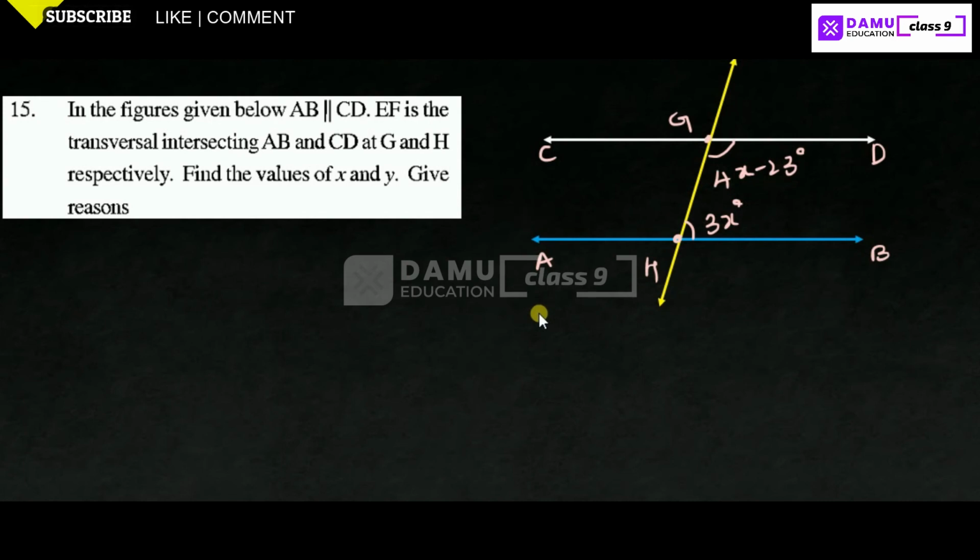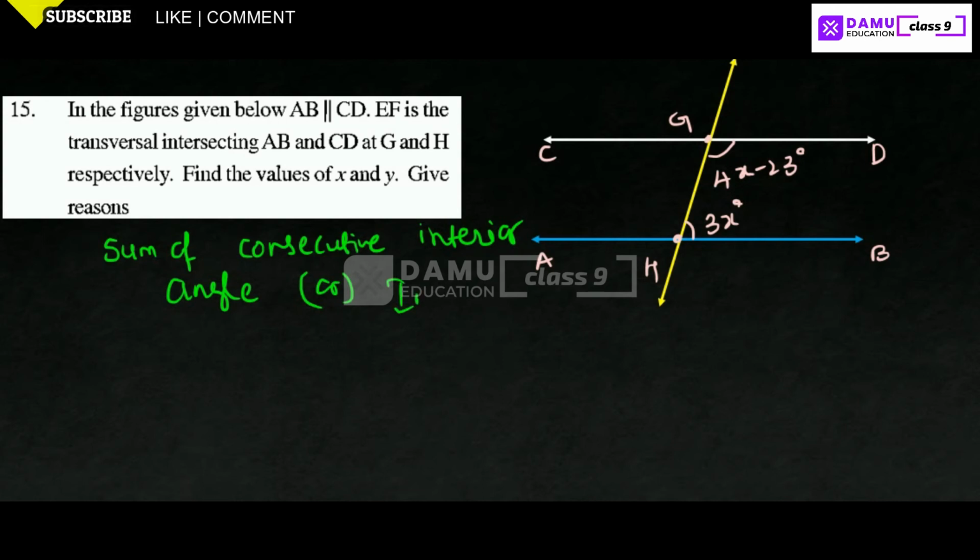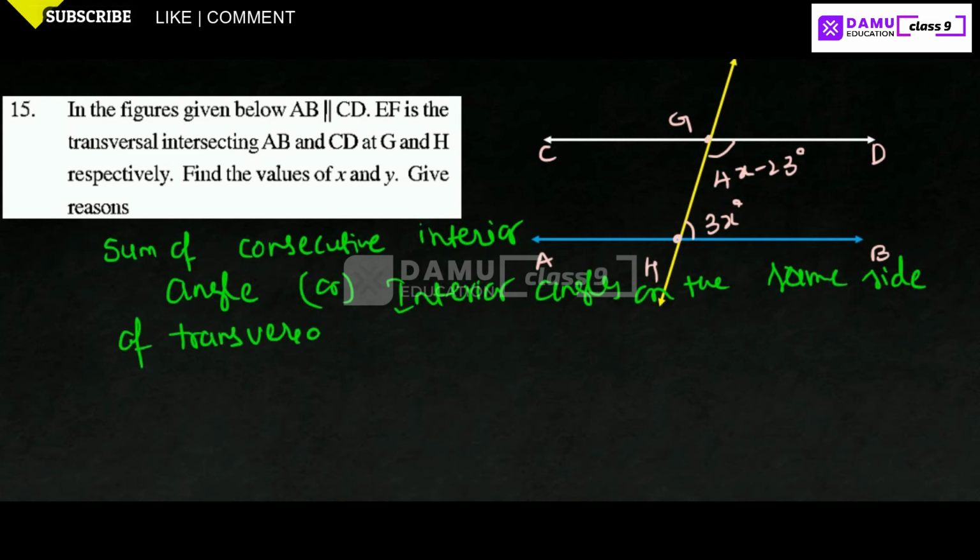So here we are going to find x. So you can write this as, these two angles are consecutive interior angles. So the sum of consecutive interior angles, or you can say interior angles on the same side of the transversal, will be equal to 180 degrees.